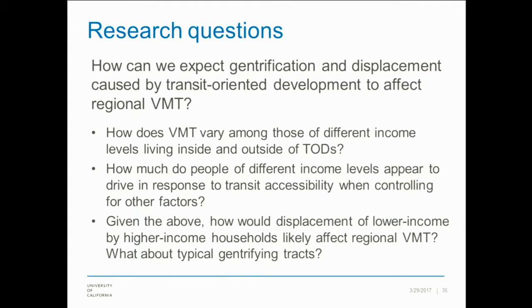I want to emphasize one thing before we go to the next slide, which is the most important question from a greenhouse gas perspective: what happens to auto use regionally, under the assumption that gentrification and displacement does occur in TODs. And so this part of the work really doesn't address all of the other issues that are really problematic with gentrification and displacement, having to do with people's situations becoming worse after being forced to leave due to rent increases or other dynamics that lead to displacement.